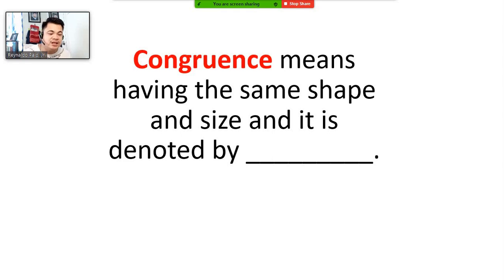It is denoted by this symbol, of course, which goes like this. When you are comparing two geometric figures that are of the same shape, size, and measurements, we use the congruent symbol. Unlike when we are comparing two numbers that are equal, we use the equal symbol. The congruent symbol is only for geometric figures.